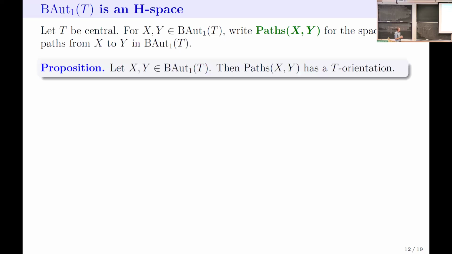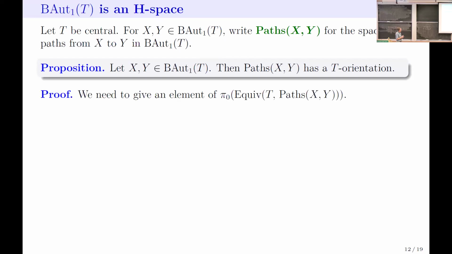And the first proposition is that path space again has a T orientation, which seems a little bit weird, right? If I give you a couple of spaces and then look at the space of paths between them, you wouldn't expect that space to be equivalent to either of the spaces you started with. But that's what I'm saying, because x and y are equivalent to T, I'm saying that the space of paths between them also is equivalent to T. I'm going to give you a little sketch here.